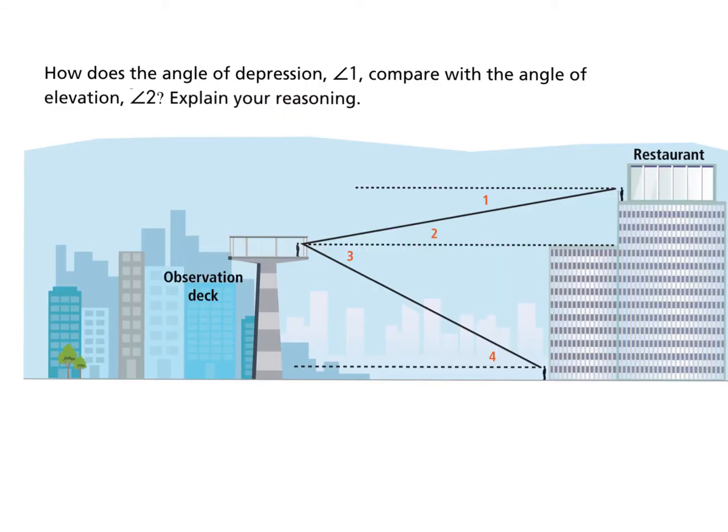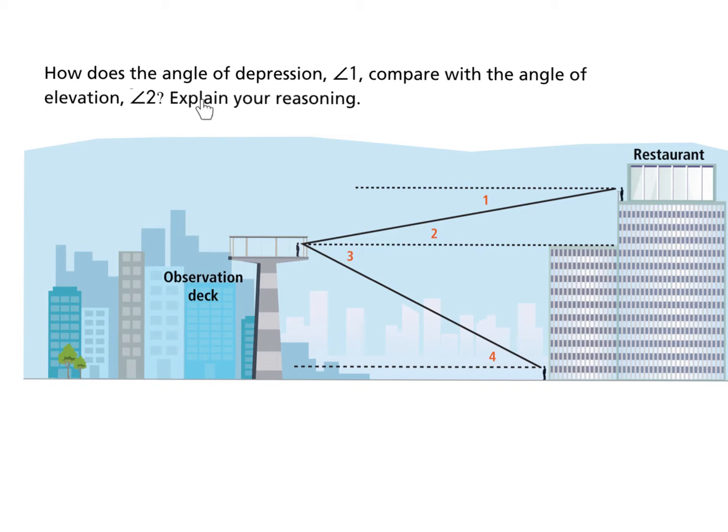So if we look at this picture, to help you understand how this might be used, we have three people: the person up by the restaurant, the person on the observation deck, and the person down at ground level. If the person at ground level looks up at the person on the observation deck, the angle of elevation would be angle 4 here. Whereas if the person at the restaurant looks at the person on the observation deck, there would be an angle of depression right here at angle 1, because we have their eye line and then the line representing their line of sight.